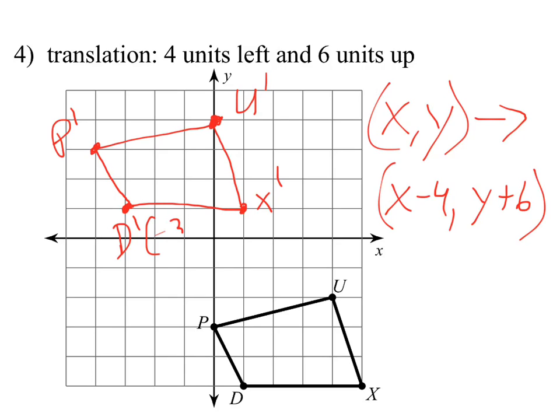So this is the point -3, 1. This is the point 1, 1. U prime is at 0, 4. And then P prime is at -4, 3. So there's your first 4.